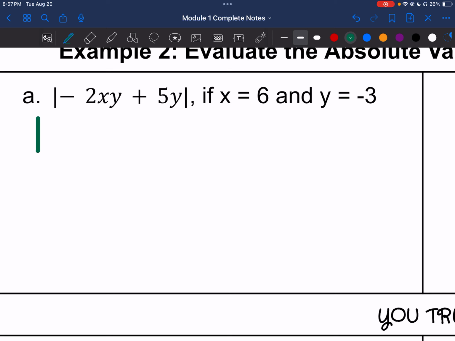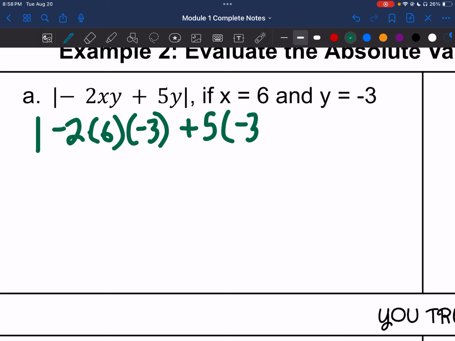We have negative 2 times x, which is 6, and we have negative 3 for y. Remember, I'm putting in my substitutions in parentheses, so it helps us remember what we've put in. It also helps us keep track of the fact that we are multiplying by negative 3, and we don't make a mistake and accidentally subtract it. So that's our first piece of this binomial. And now we're going to add to it 5, and we're multiplying 5 by negative 3 again. And so we close out our parentheses and we close out our absolute value bar.